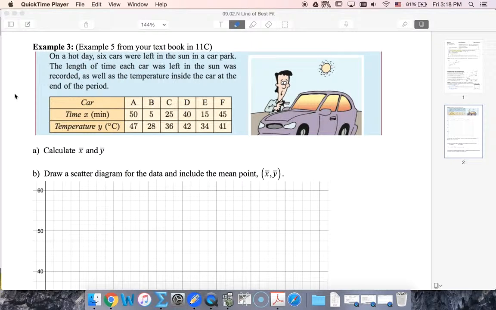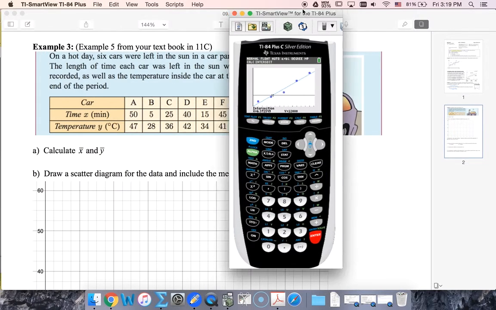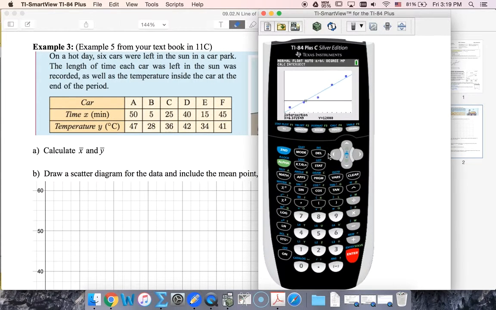All right, so now we're going to look at an example from start to finish of how we do a line of best fit. So the first thing I want to do is find my X bar and Y bar. I'm going to do that using 2-Var Stats on my calculator. So the first thing I'm going to do is go into my stats and edit my list of data. So I know I have data in there already, so I'm going to clear it out.